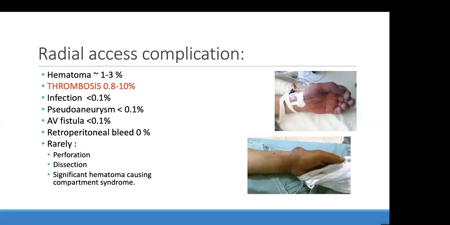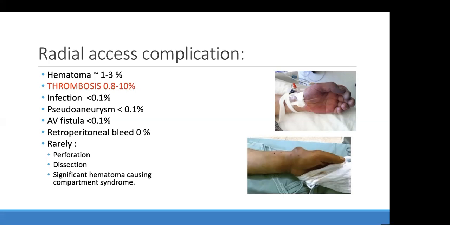because these two can contribute, or they didn't do good compression with a TR band. Maybe they took it off too early. Maybe the patient wasn't compliant, moving his hand and dislodging whatever hemostasis happened. That can turn into a pseudoaneurysm. Most of the time, the pseudoaneurysm can be resolved by compression.